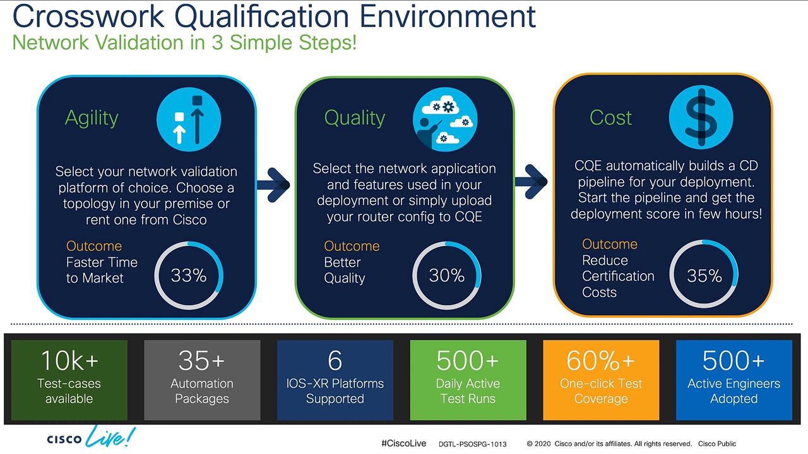With Crosswork Qualification Environment, you enable network validation in three simple steps. Agility is the first one. With agility, you just select your network validation platform of choice. You pick the topology in your premises or rent one from Cisco. As an outcome, you will have faster time to market, where you can focus on your services and not on the certification.